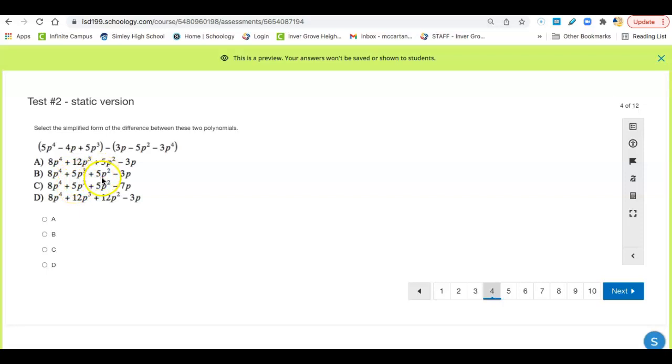All right, 5p squared is the same. So look at the last one. Look at the p. This is minus 4p and then minus 3p. So when you add up two negative numbers, you get a bigger negative number. 4 plus 3 is 7, and it's negative. All right, see the answer?